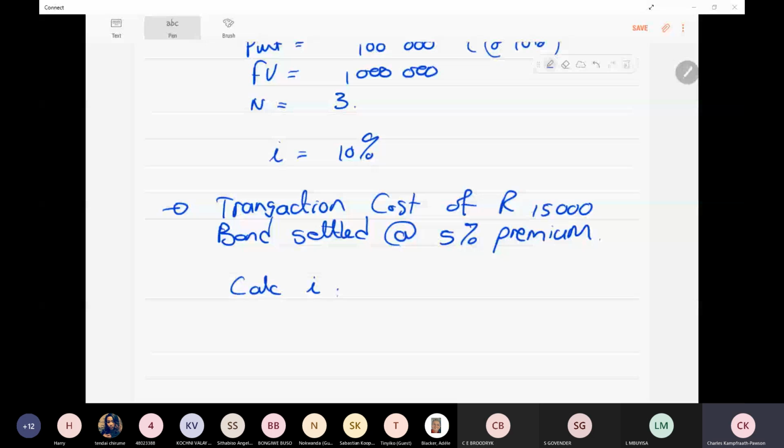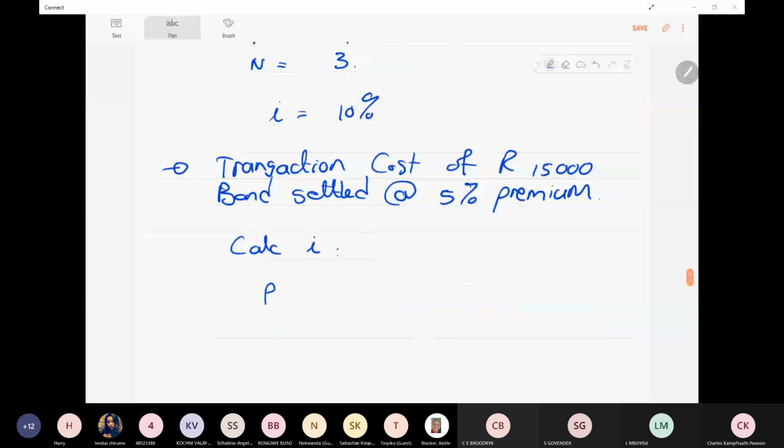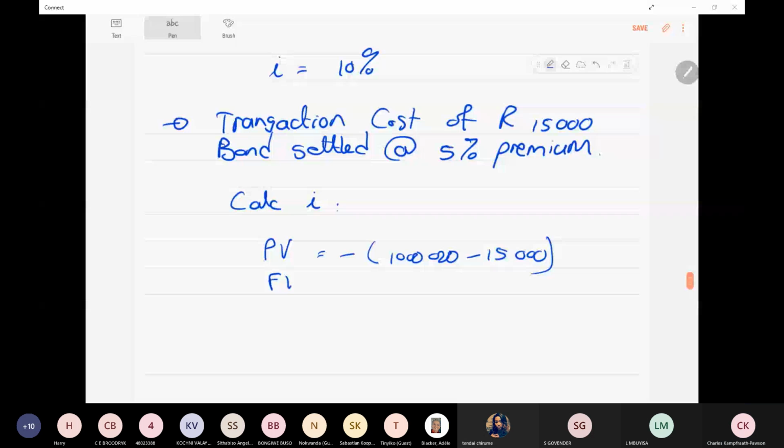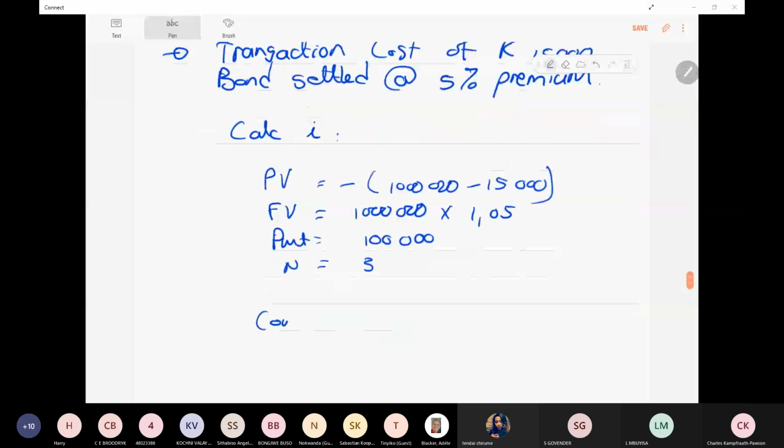Okay, guys, let's have a look. What will my present value be? Remember, it is less transaction cost. The future value will be the million times 1.05. The payment will be still the coupon rate of 100,000, and the period will stay 3. Now you say compute I. So the interest rate is 12.11%.